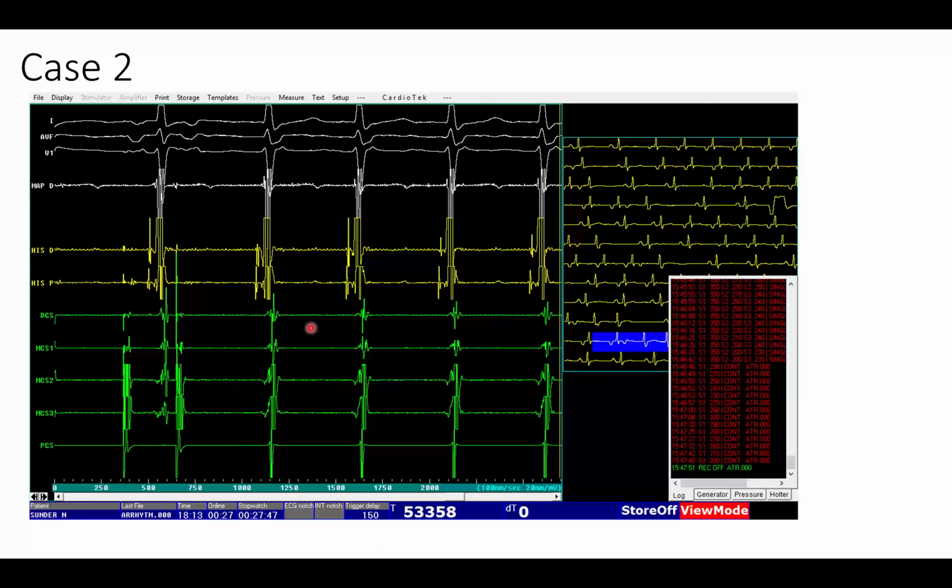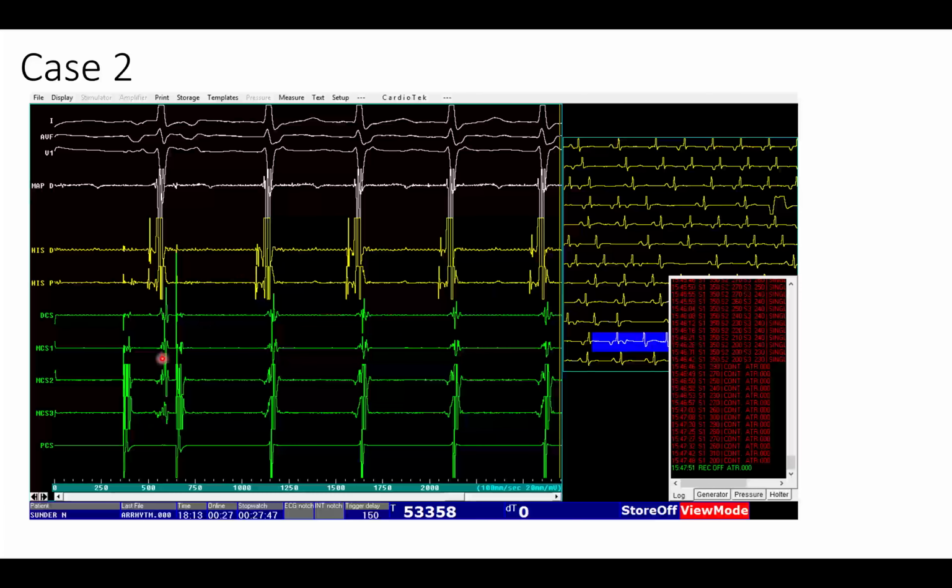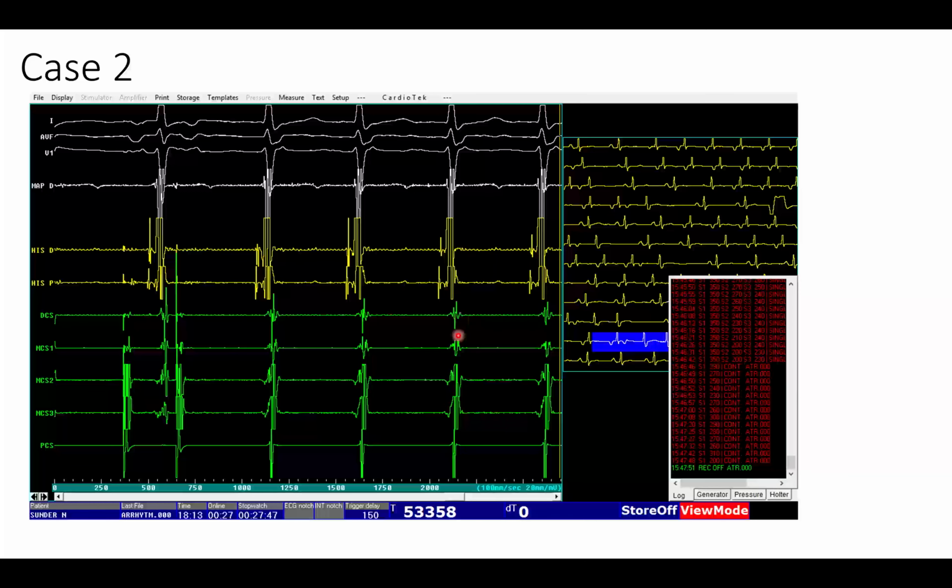This is a classical case of AVNRT which is induced in the lab. You can see surface ECG, His recording, CS recording. You are pacing from A, H, V, A, H jump. After that, an A on V tachycardia is induced. You can see it's an A on V tachycardia. This is V, this is V, this is V, and this is A, His, CS A. So it's an A on V tachycardia.